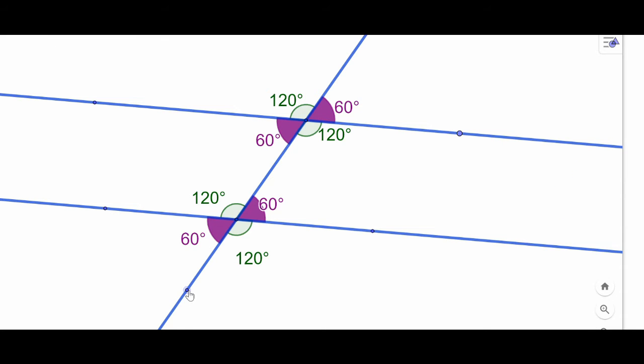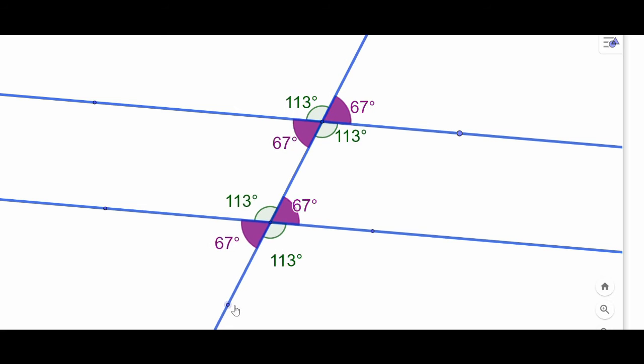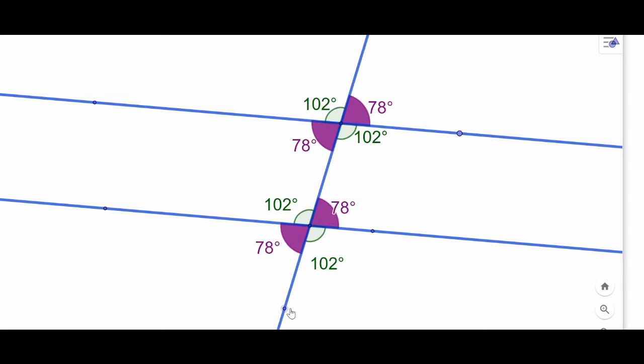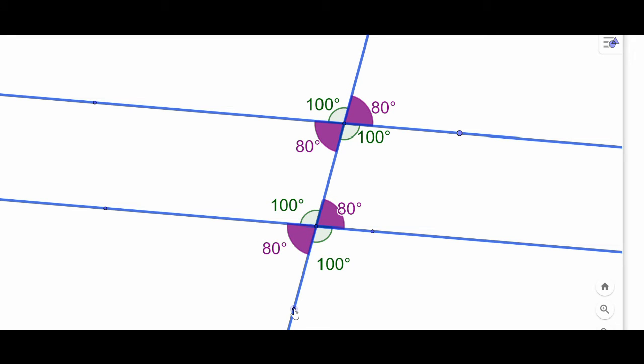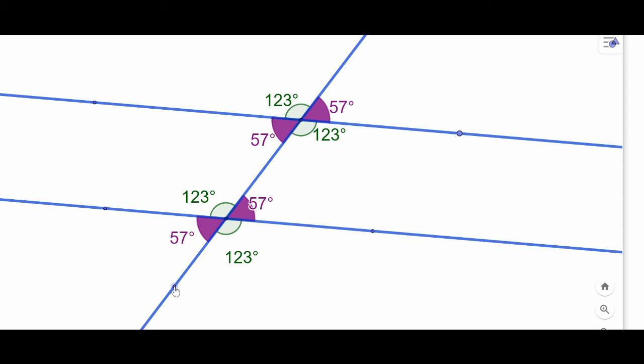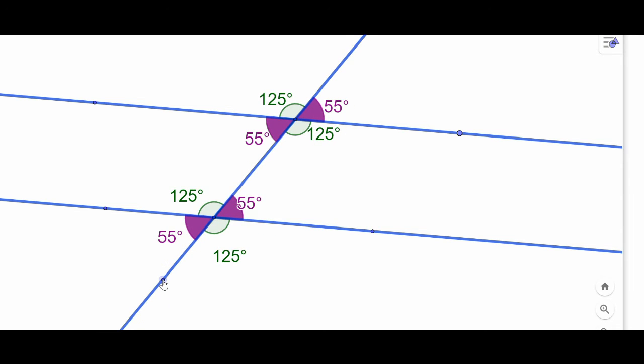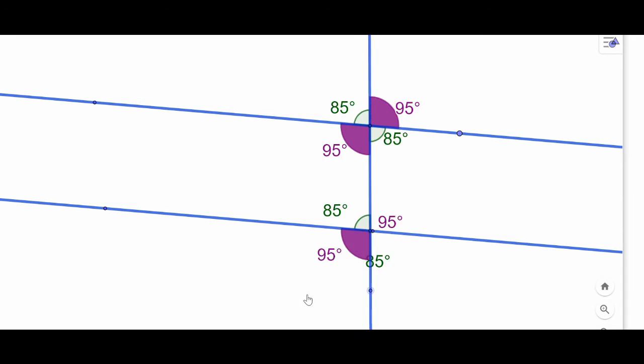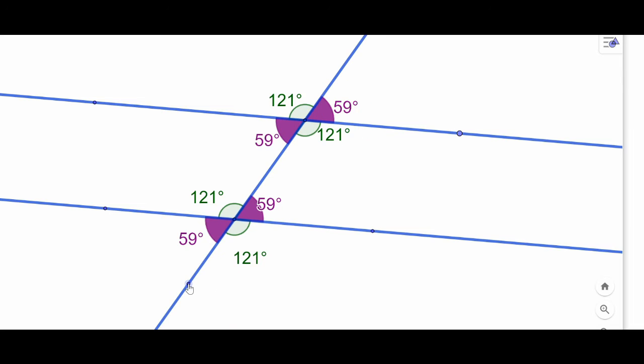Here's a dynamic diagram, so we can actually watch. We can see as I change the angle of the transversal, all these properties stay the same. Oh, that's an interesting one to stop at. Can you see the connection between the acute angles and the obtuse angles? Yes, they add up to 180. Let's look at these. That's still 180. So we've got some very interesting things happening.